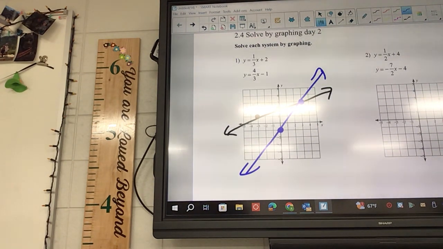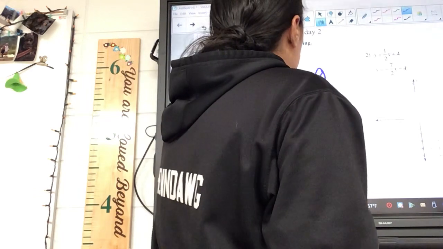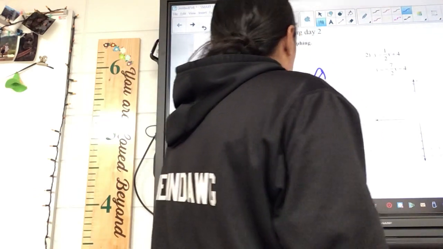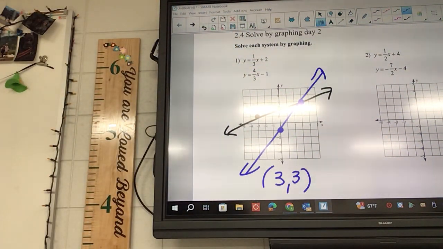What is that intersection point? 3, 3. Okay, so we always look either up or down first, which is at 3, and then we look either left or right and see where it's intersecting. Okay, 3, 3, and that's about the only part that most of you guys are struggling on is that coordinate. Okay, and that's just going to come from practice.